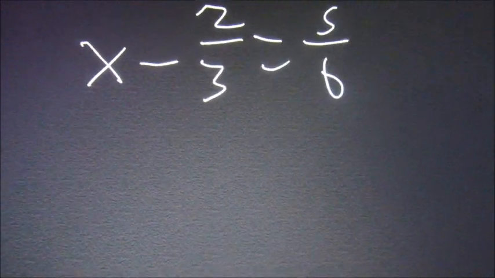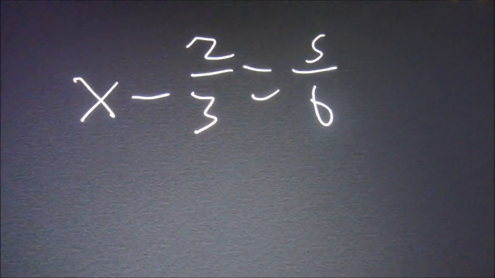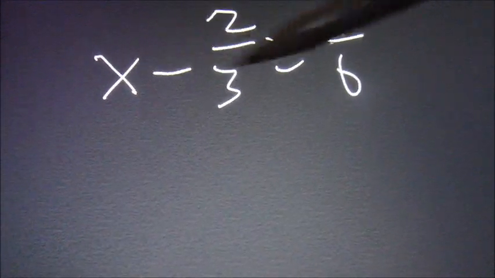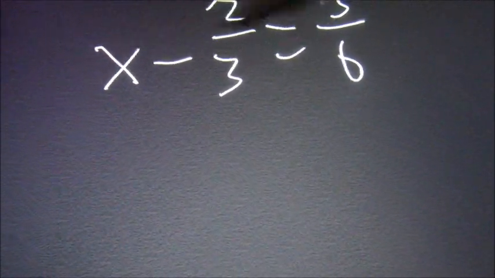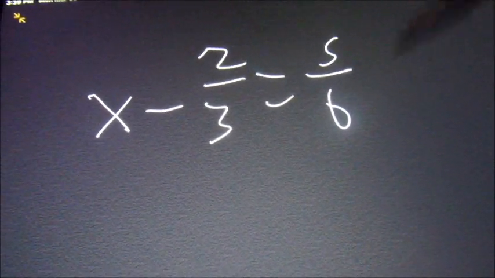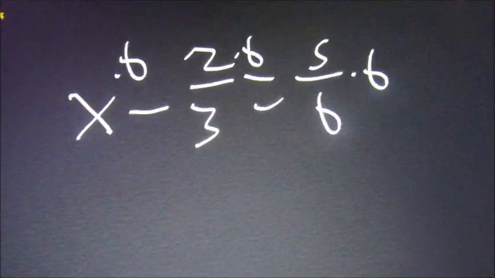Okay, the next is one with fractions. Let's say we have x minus 2 over 3 equals 5 over 6. So on this one, what I'm going to do is get rid of all of the fractions first. So to do that, I'm going to look at all of the denominators. We have a 1, a 3, and a 6. And the least common multiple of those is 6, because 1 will go into 6 and 3 will go into 6. So I'm going to multiply every single term here by 6.